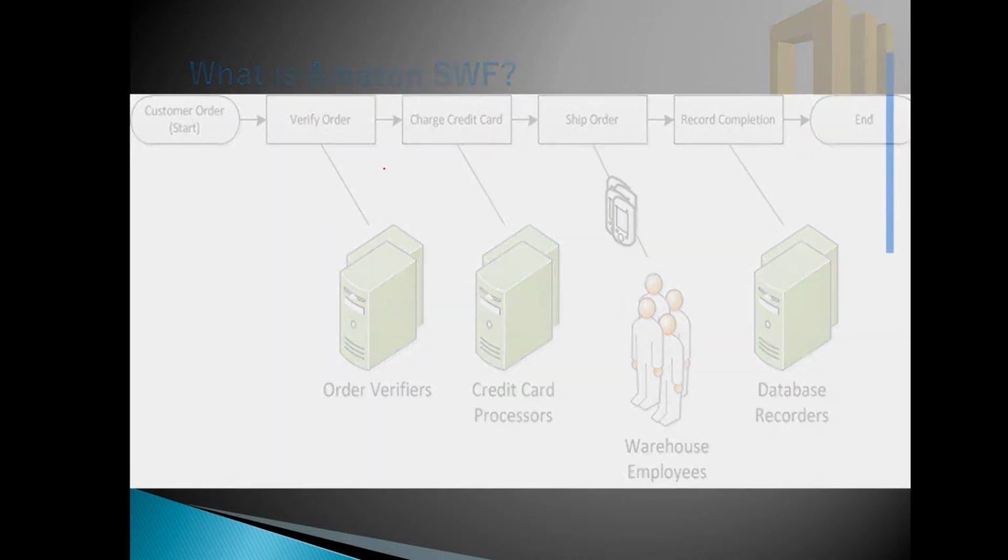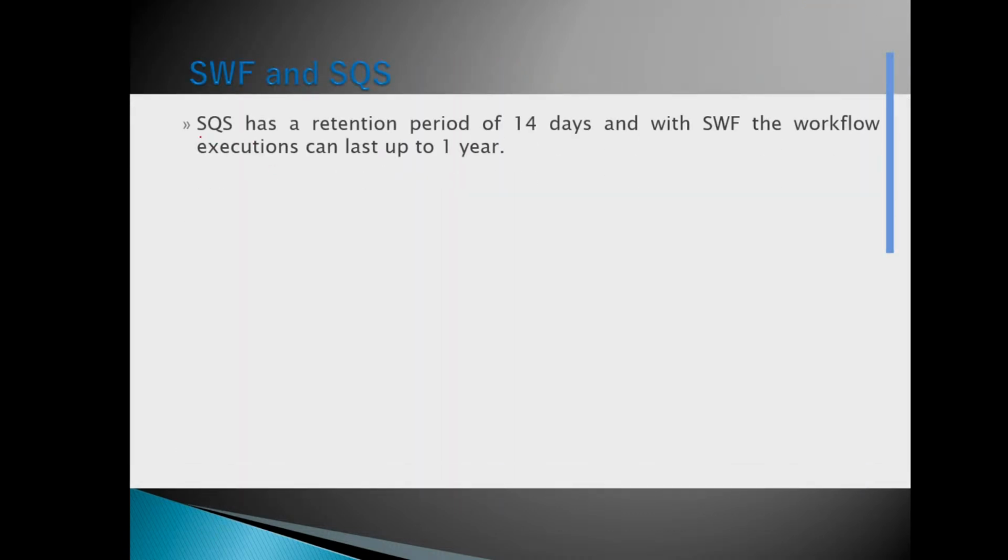You can create a workflow. SQS has a retention period of 14 days, whereas SWF has a retention period of up to 1 year. If a task is created, let's say you have ordered something, after placing the order it can take 10 days, 15 days, even months for that order to be completed. So the task can be paused for some time.